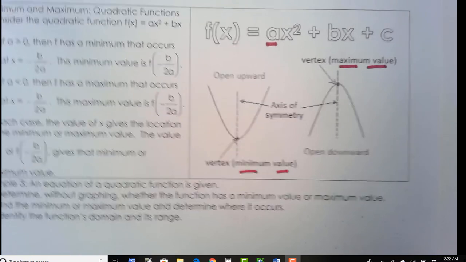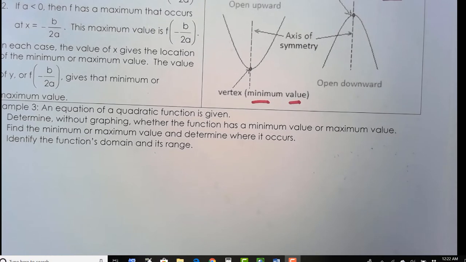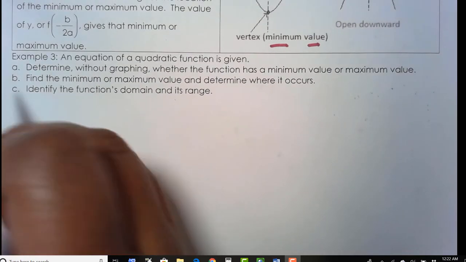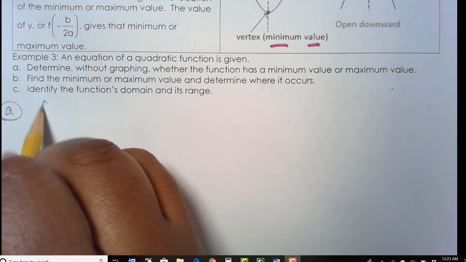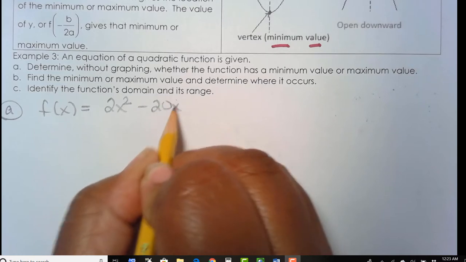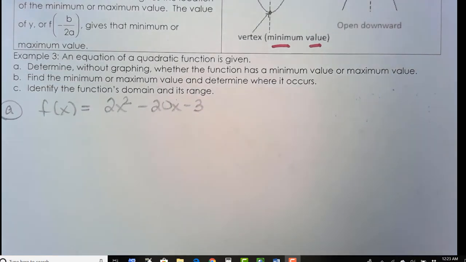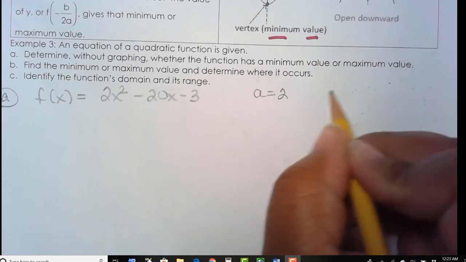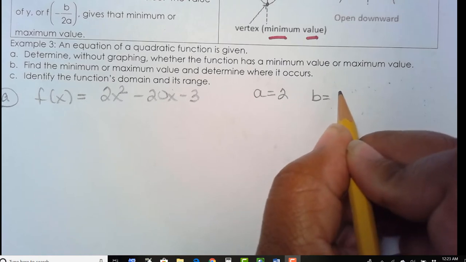So we're not going to graph these, but some examples I'm going to put here. We're not going to graph, but we're going to determine if the graph has a minimum value or maximum value just by looking at the coefficient of a. So for example, we have f of x is equal to 2x squared minus 20x minus 3. Now, when you identify your a, we have 2. We identify our b, we have negative 20.